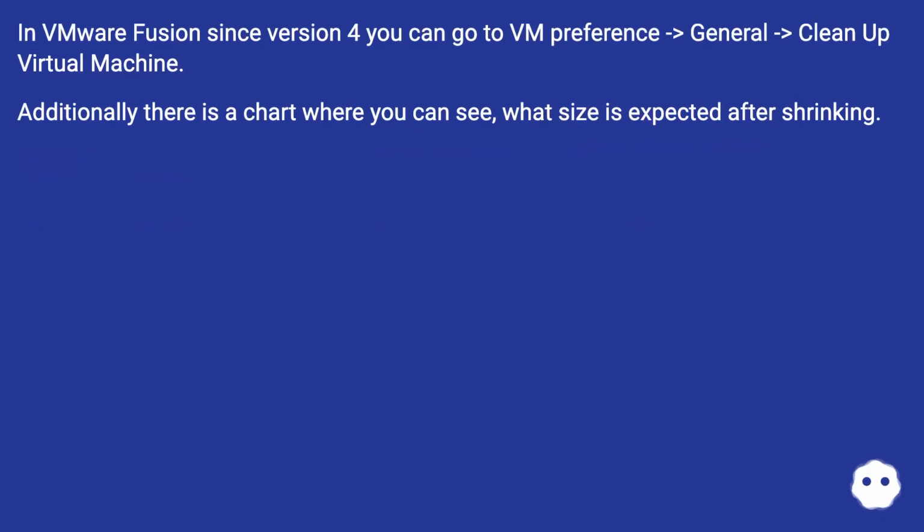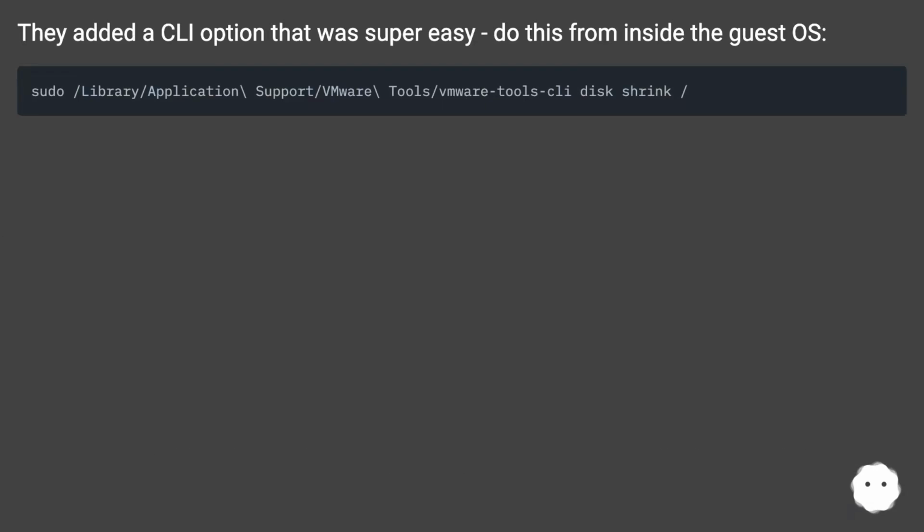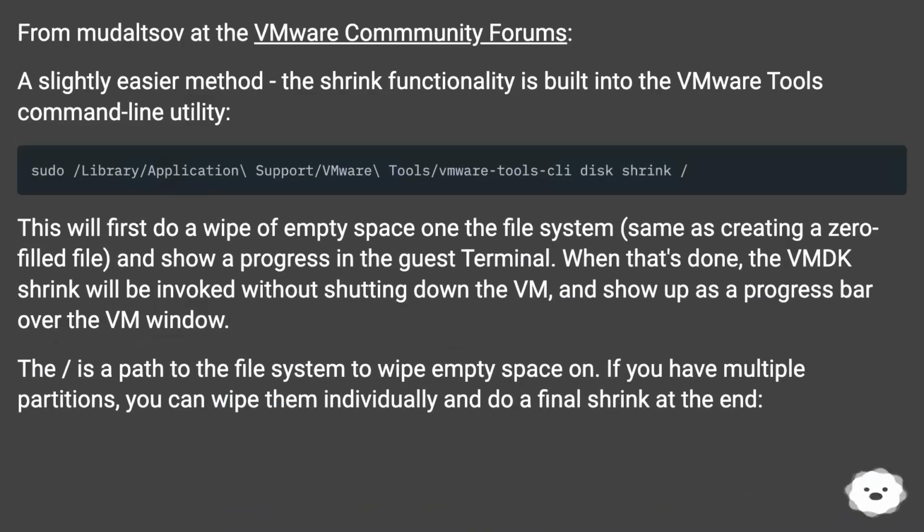In VMware Fusion since version 4 you can go to VM Preferences, General, Clean Up Virtual Machine. Additionally there is a chart where you can see what size is expected after shrinking. They added a CLI option that was super easy. Do this from inside the guest OS. From Mudortsov at the VMware Community Forums.